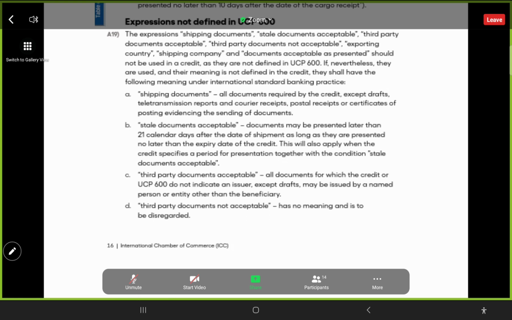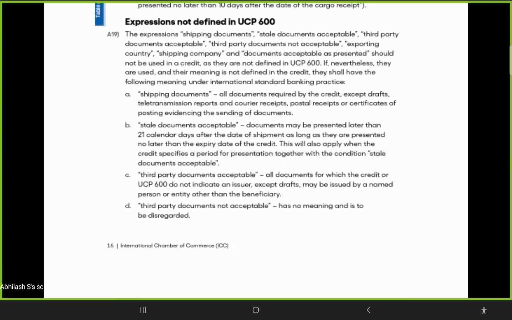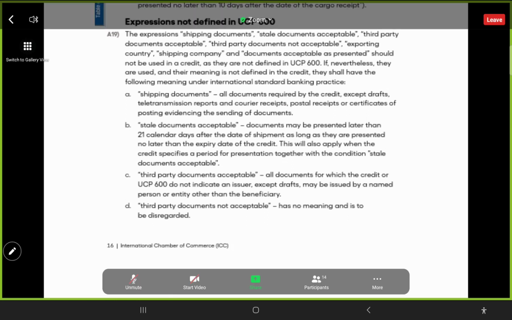Correct. So, except these four documents, is there any document for which UCP has defined an issuer? No, right? So, invoice should be issued by the beneficiary. Draft should be issued by the beneficiary. Insurance document should be issued by the insurer or the proxy, the agent.